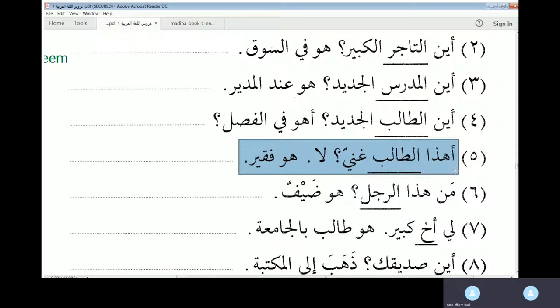A-hadha at-talib ghaniyy? Is this student rich? La, huwa faqir, no, he is poor. A-ha'ula'i tullab aghniya'? Yes, ha'ula'i tullab aghniya'. Are these rich students? La, hum fuqara', no, they are poor. The plural of faqir is fuqara'.